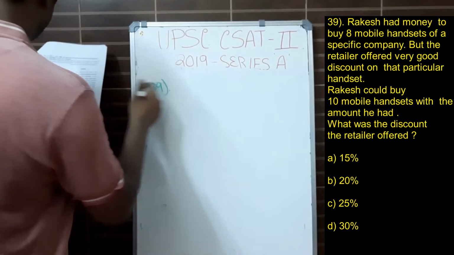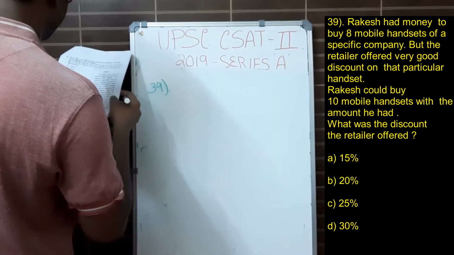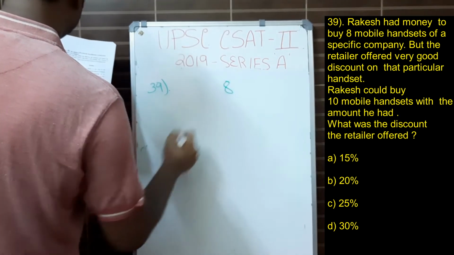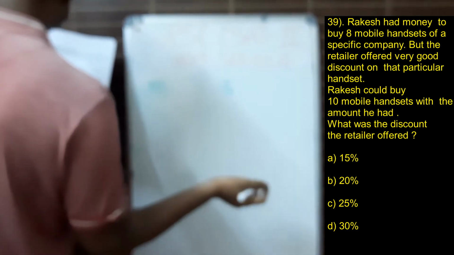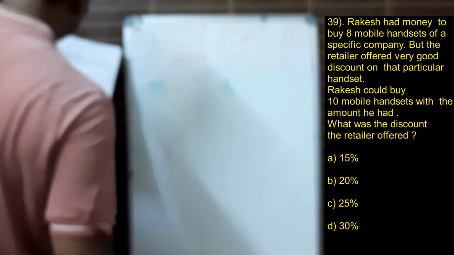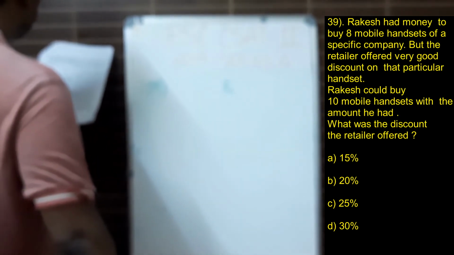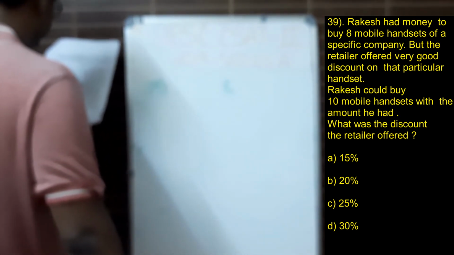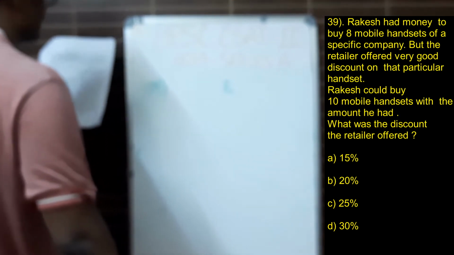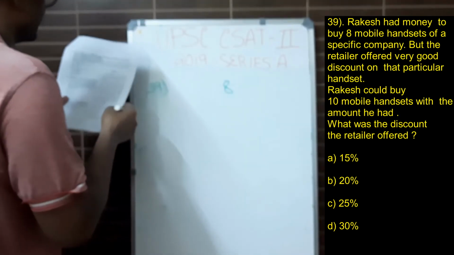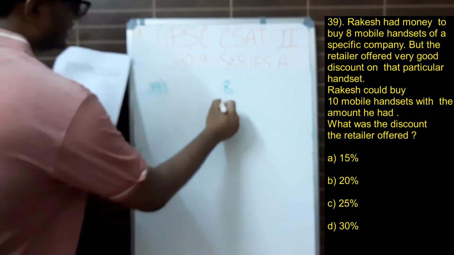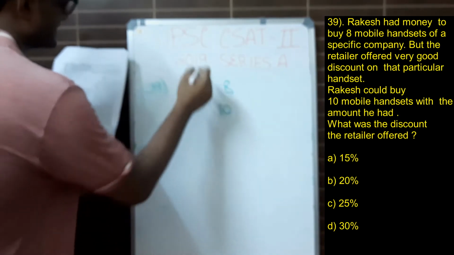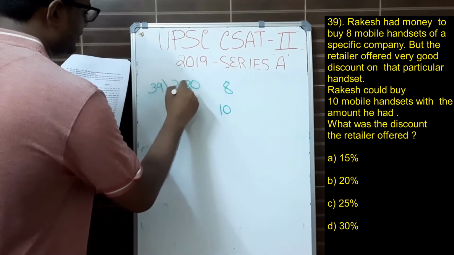In the 39th question, Rakesh had money to buy 8 mobile handsets. But the retailer offered him a very good discount. What percentage, we don't know. And he could now buy 10 mobile handsets with the same money he had. What was the discount that was offered to him? Now we have to make some imagination. 8 is there, something related to 10 is there. So let's assume that he had 80 rupees with him.